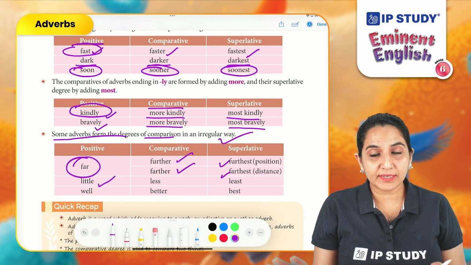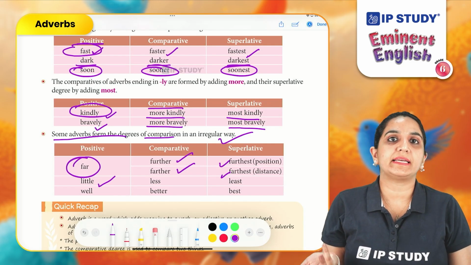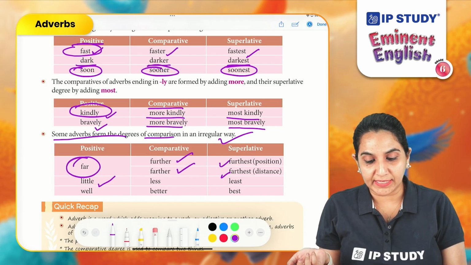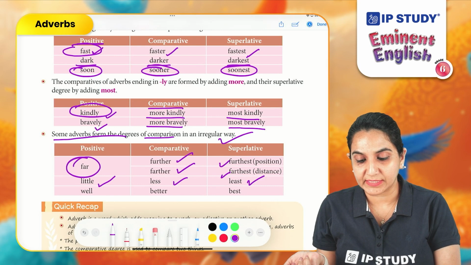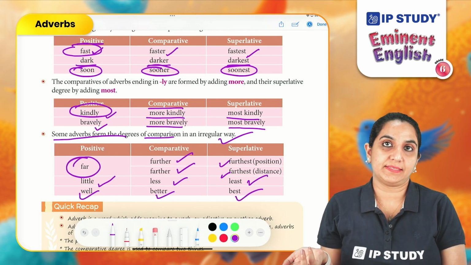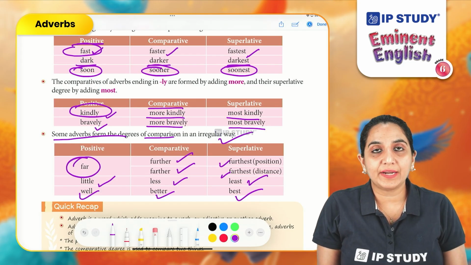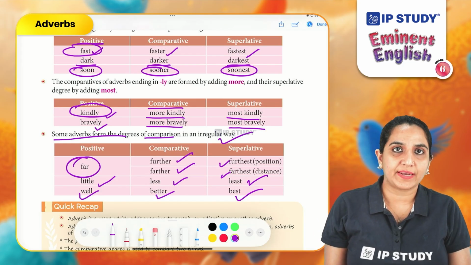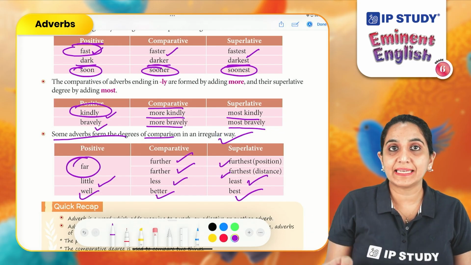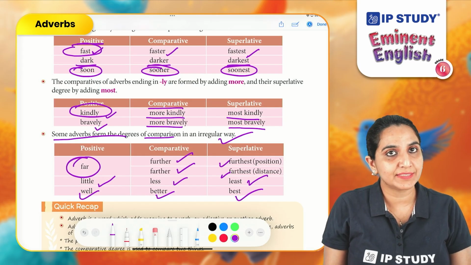Little. Now here it is formed in an irregular way. That means the whole word is completely changed. So positive degree little, in comparative degree it will be less and superlative degree will be least. Well, better, best. So these are the degrees of comparison. How adverbs help to modify an adjective and use the degrees of comparison in three forms, which are positive degree, comparative degree and superlative degree.